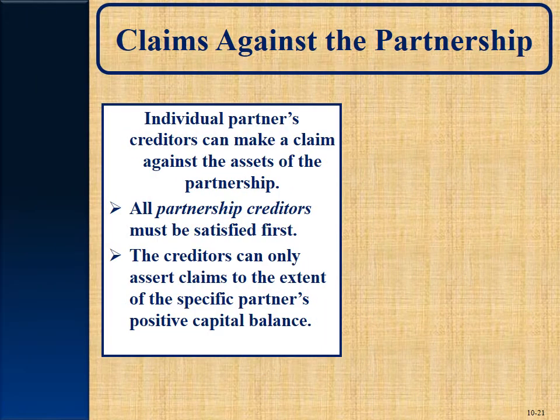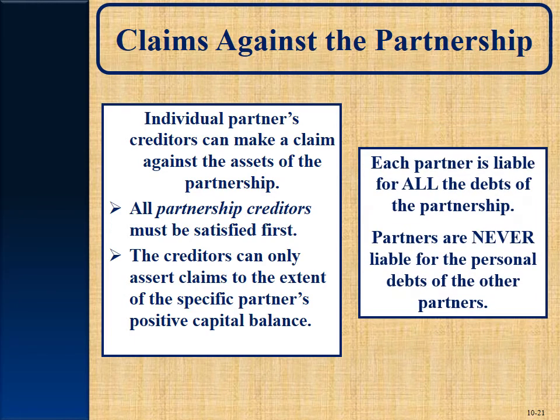Individual partners' creditors can make a claim against the assets of the partnership. So all partnership creditors must be satisfied first, and then the creditors can only assert claims to the extent of a specific partner's positive capital balance. So there's a lot more involved here. And as accountants, we have to make sure we understand all of these different forces that could affect this distribution of money to the partners.